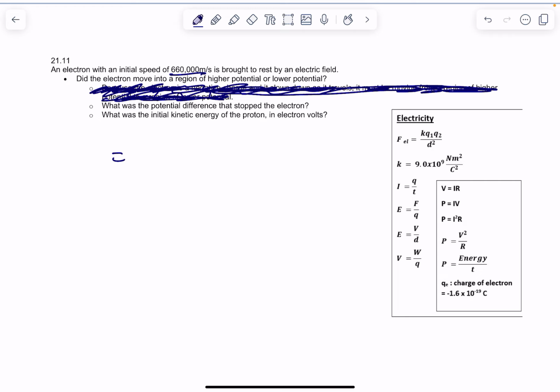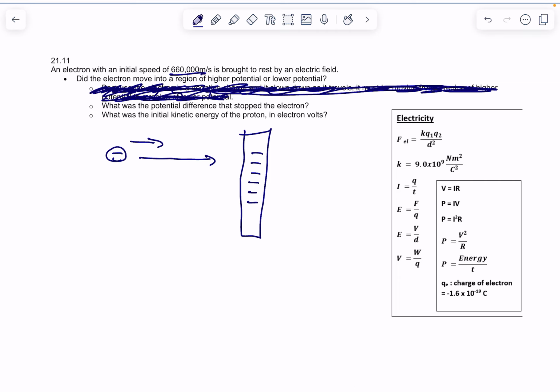We've got a negative charge. Electrons have a negative charge, and it's being brought to rest. So if you're moving it in this direction, and it's being brought to rest, what charge does it have to bring it to rest? It's stopping. If you think about it, this has to be a negative charge, right? So as it's moving in this direction, what's going to oppose its motion is more a negative charge.